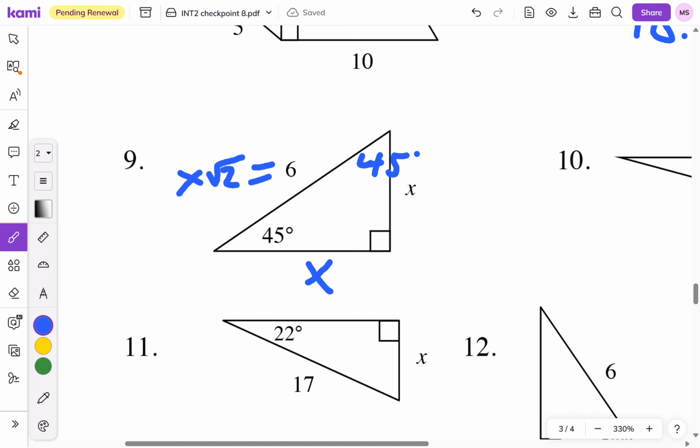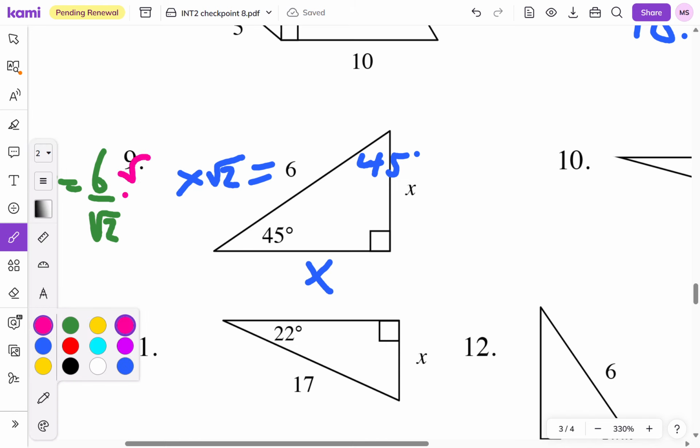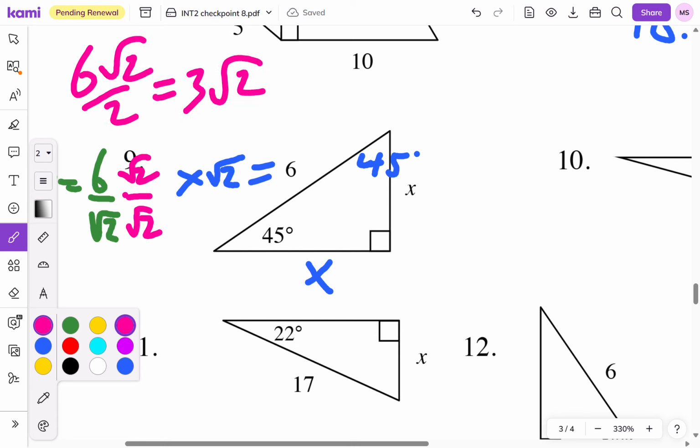And if I divide both sides by root 2, then that means that x equals 6 over root 2. And then I'm not allowed to have a root in the denominator, so I multiply by root 2 over root 2. And that gives me 6 root 2 over 2, which is 3 root 2. And that is the answer.